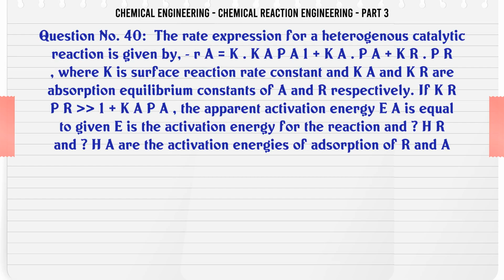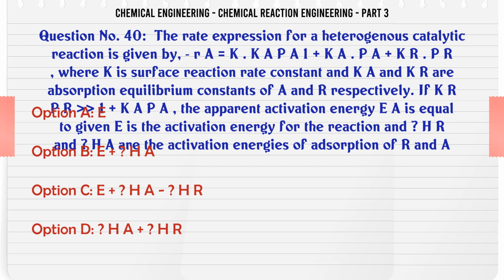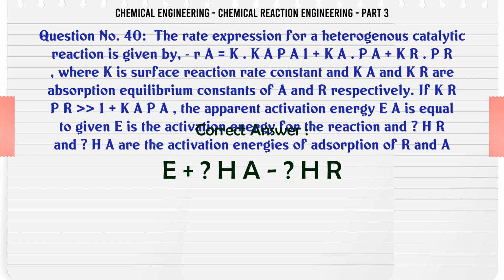The rate expression for a heterogeneous catalytic reaction is given by -rA = k KA PA / (1 + KA PA + KR PR)^2, where k is the surface reaction rate constant and KA and KR are adsorption equilibrium constants of A and R respectively. If KR PR is much greater than 1 + KA PA, the apparent activation energy EA is equal to, given E is the activation energy for the reaction, and HR and HA are the activation energies of adsorption of R and A. A. E, B. E + HA, C. E + HA - HR, D. HA - HR. The correct answer is E + HA - HR.